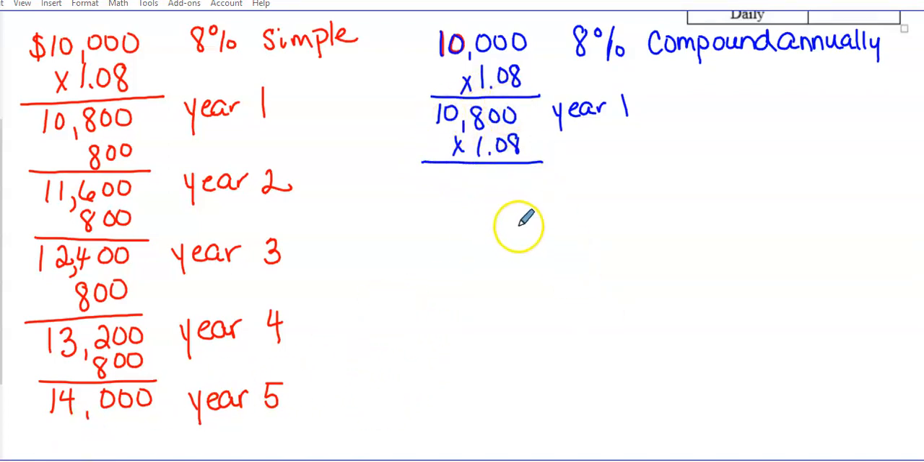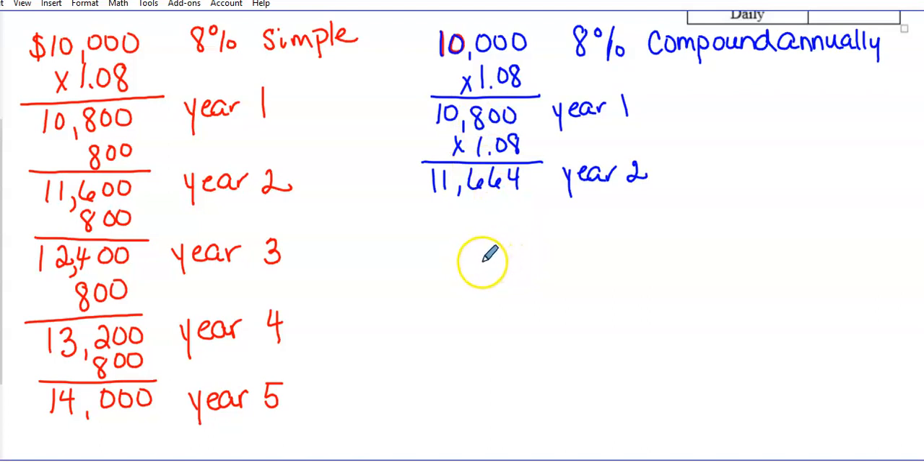So 10,800 plus 8% of that is 11,664. So that's what you have at the end of year 2. All right, so that's not a lot more money. That's $64 more than you have at the end of year 2 over here. But let's look and see what we get at the end of year 3.